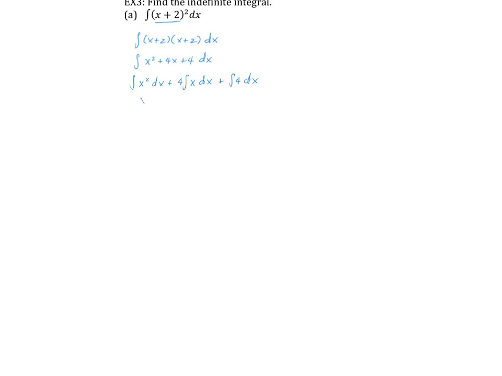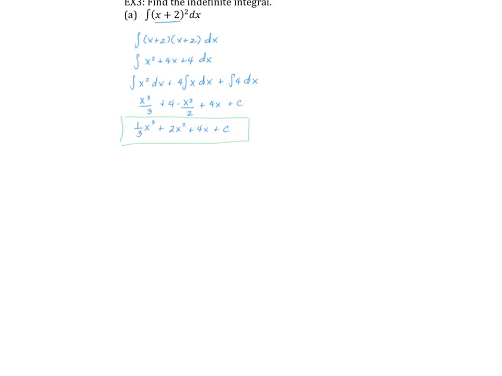The first integral would be x³/3, plus 4 times x²/2, plus 4x plus the constant c. And then here I would clean it up to be (1/3)x³ + 2x² + 4x + c. So that's using all of those properties above.